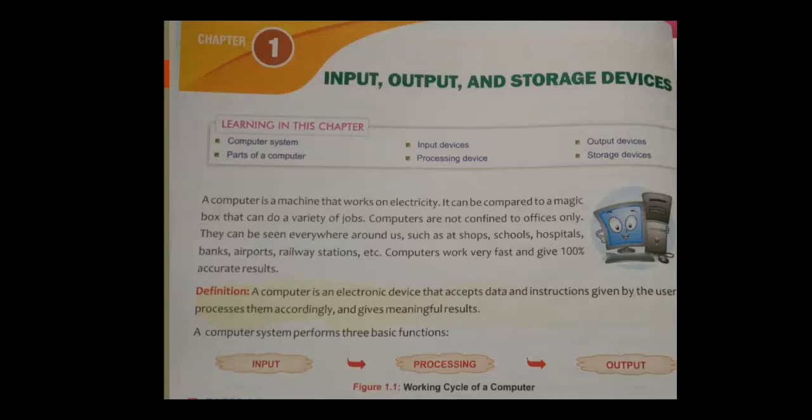A computer system performs three basic functions, that is input, processing and output. It is also called the IPO cycle. IPO cycle means first it accepts the input, it does the processing according to the input data, and after the processing it shows the output.